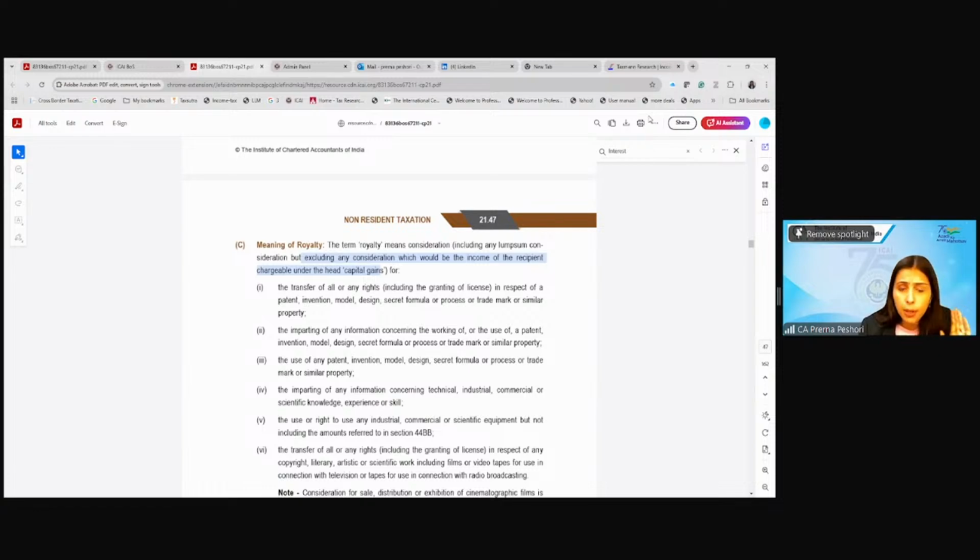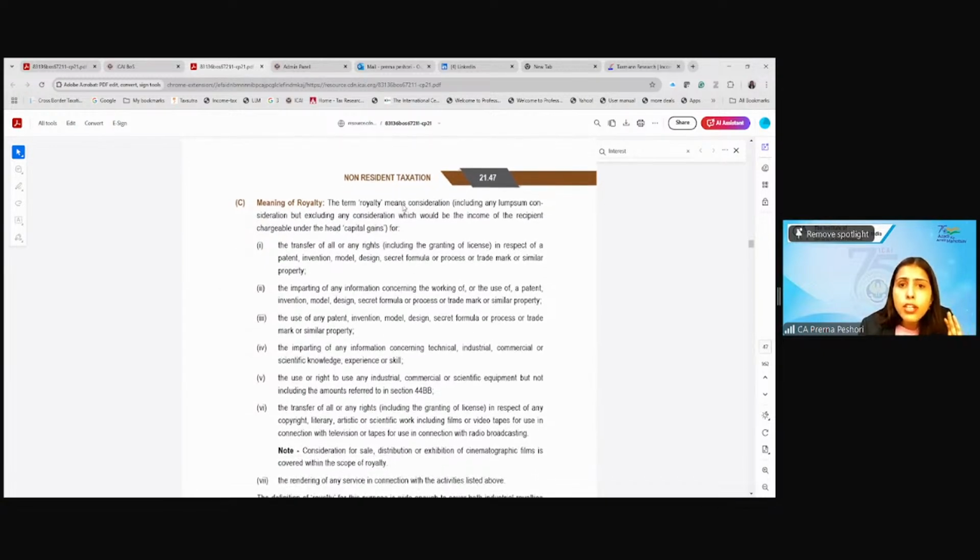Here we are not talking about capital gain. Therefore, it is excluding any consideration which is becoming the income under the head capital gain. So what is then the royalty? The royalty means consideration for transfer of all or any rights, including the granting of a license in respect of patent, invention, model, design, secret formula, process, trademark, or similar property. Now, you should ask me a question, ma'am. It is saying transfer of all rights or any rights. So now, if you're saying there is a transfer of all or any rights, why is it not taxable under capital gain? Why is it taxable as royalty?